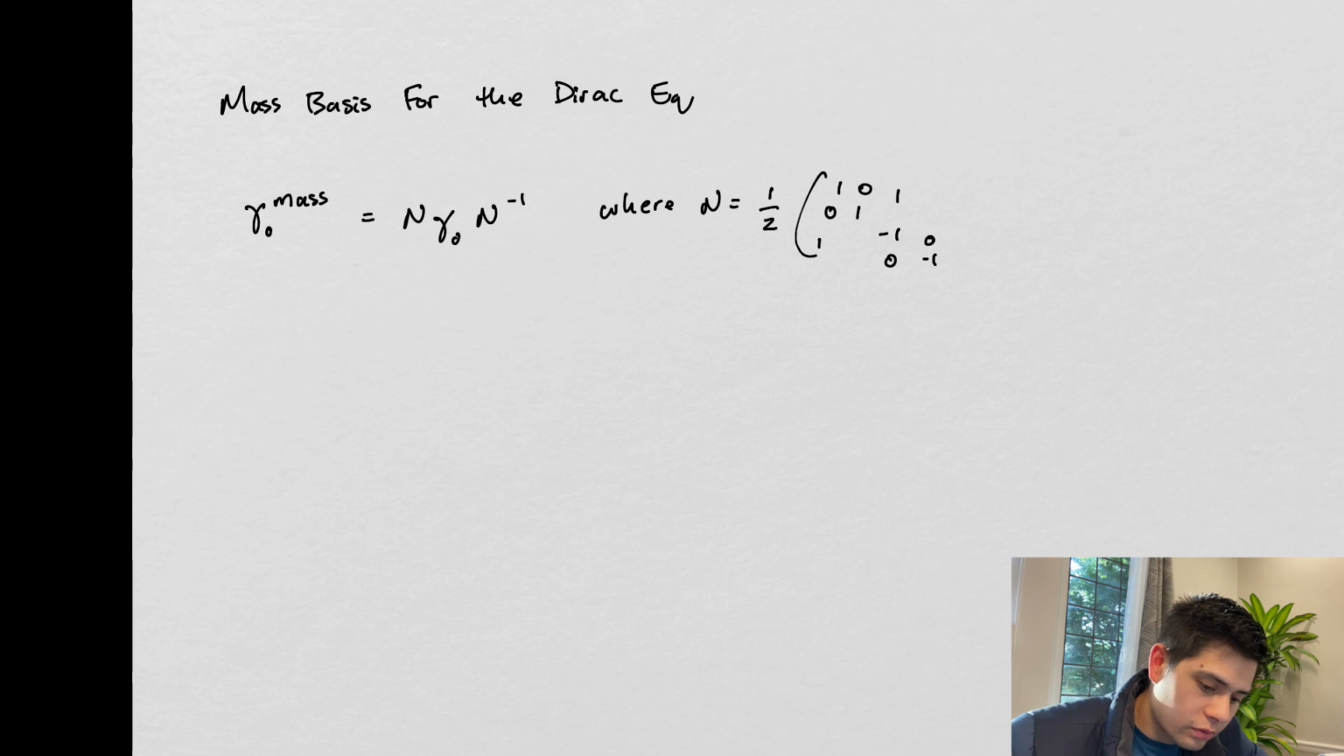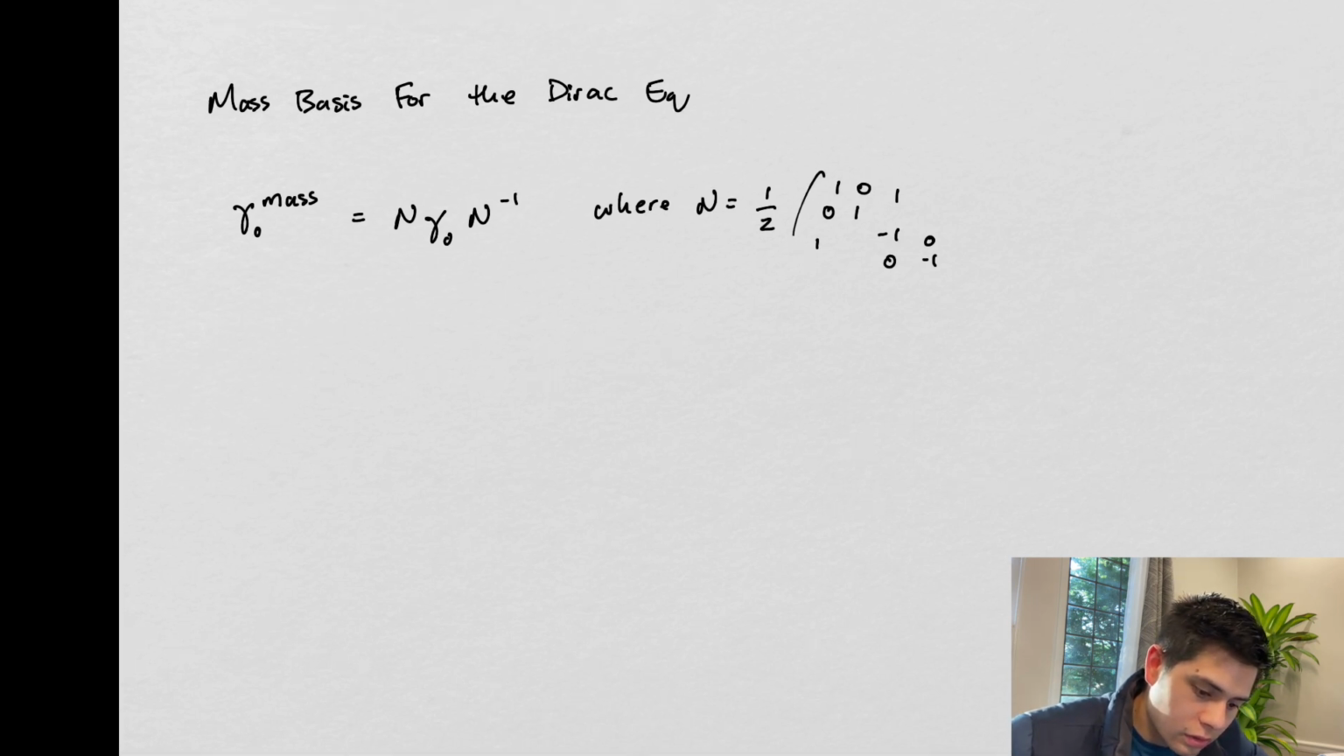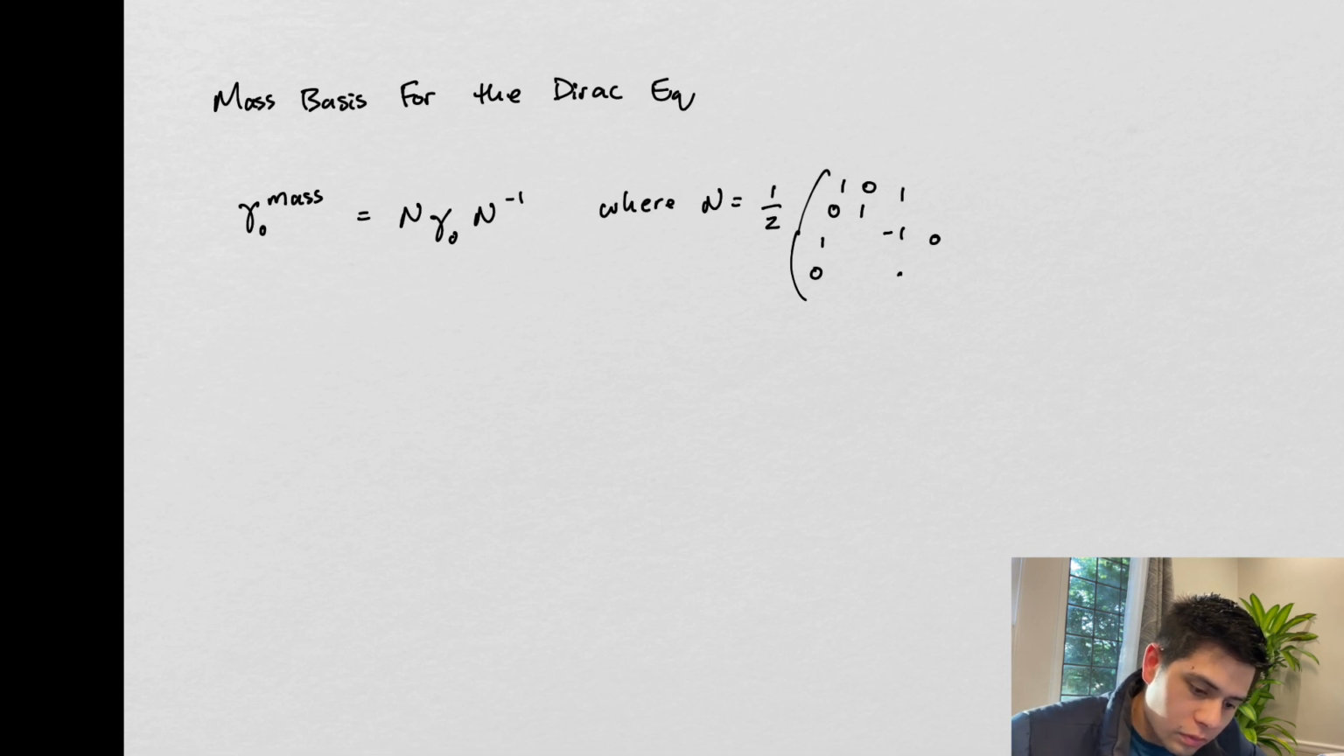And I'm actually going to have to erase some of this. And there's going to be a 0 right there. Actually spread this out a little bit. There we go.